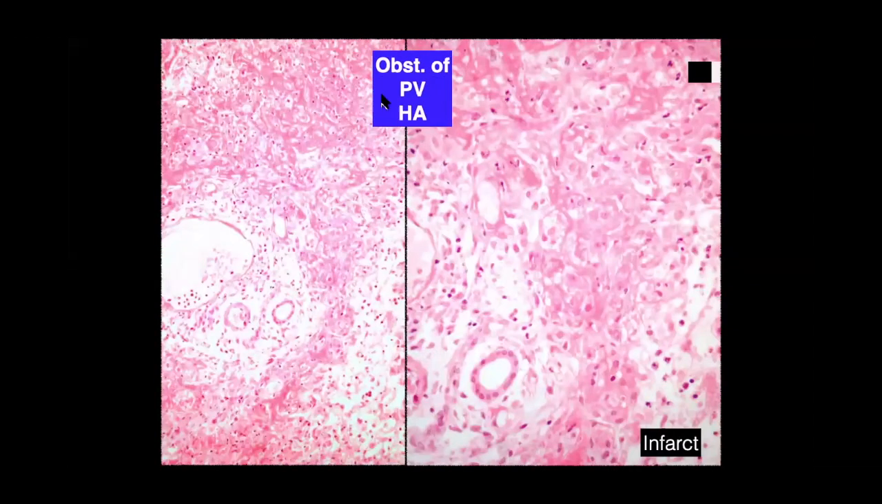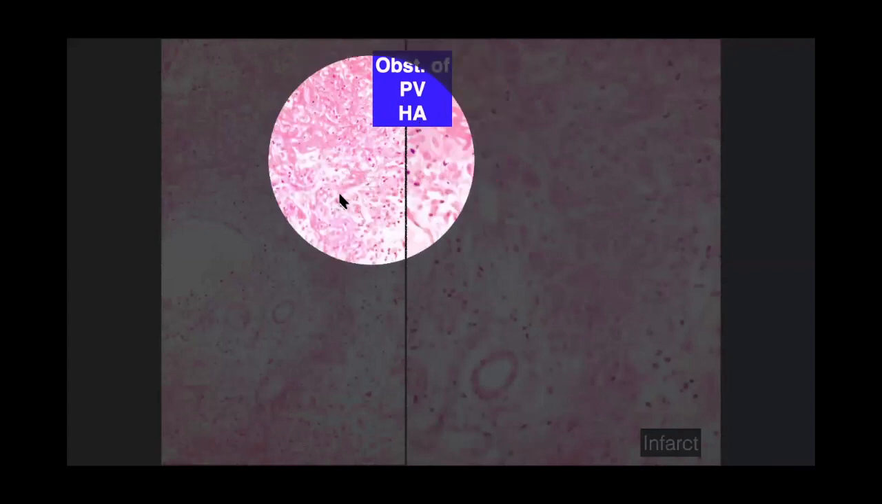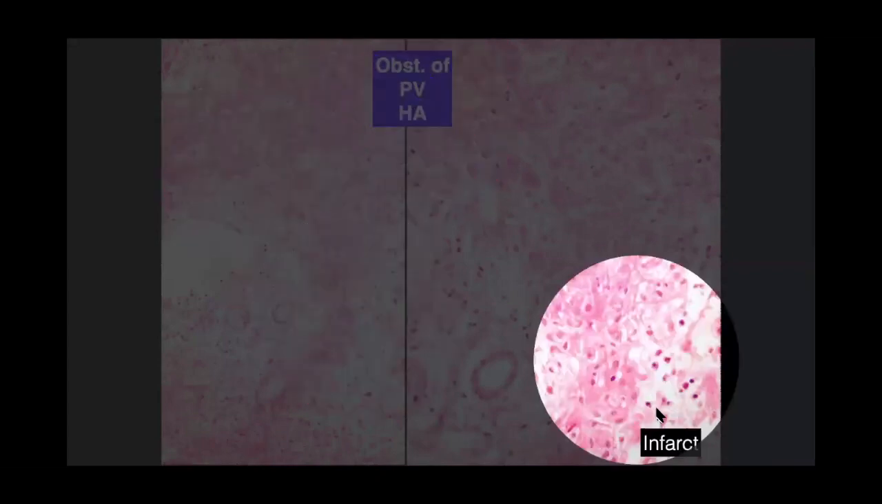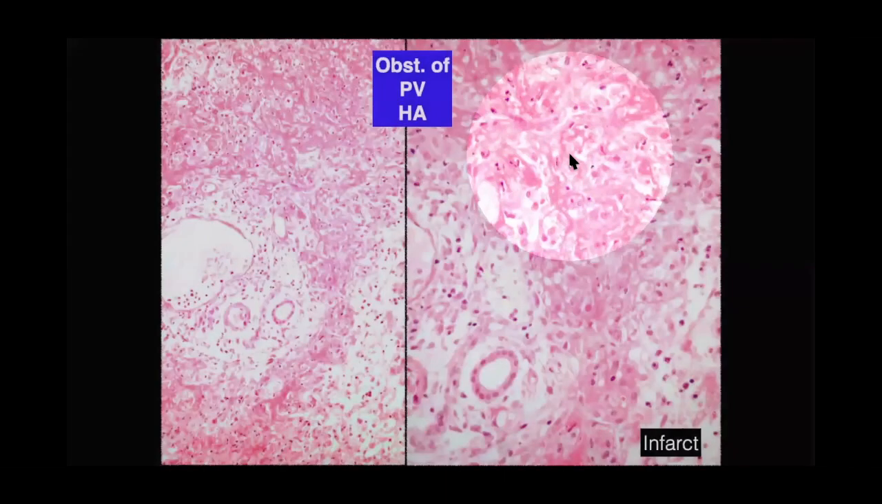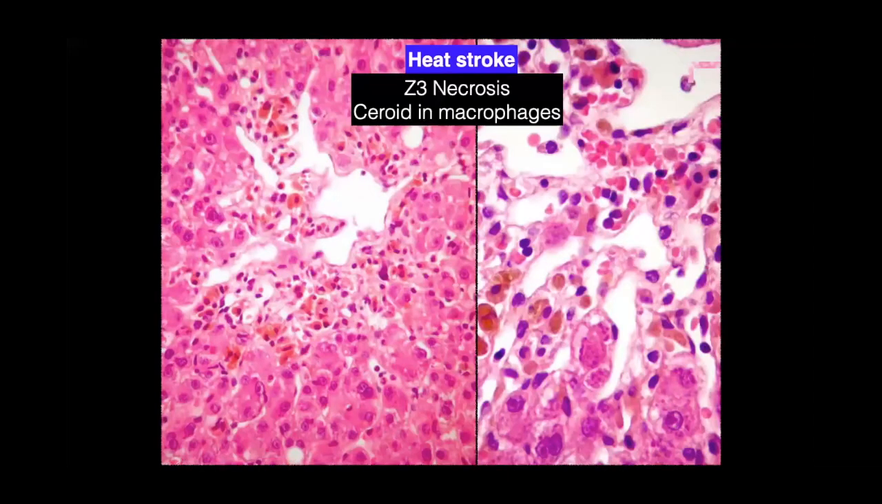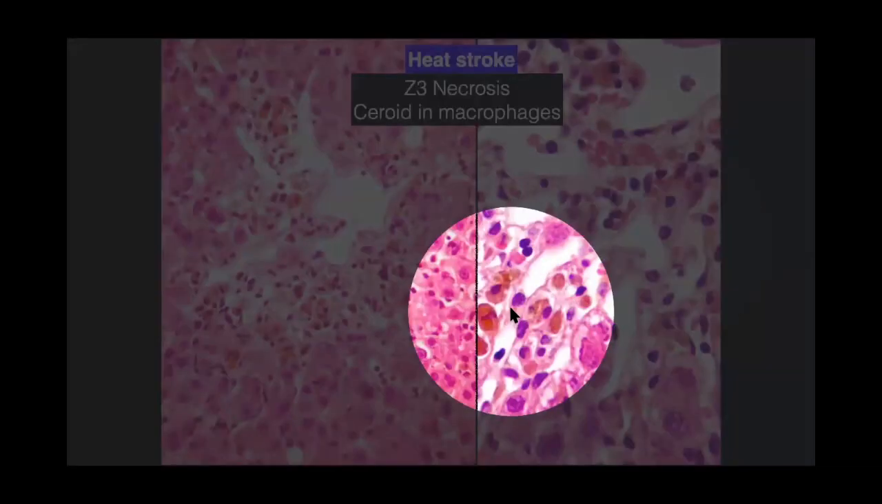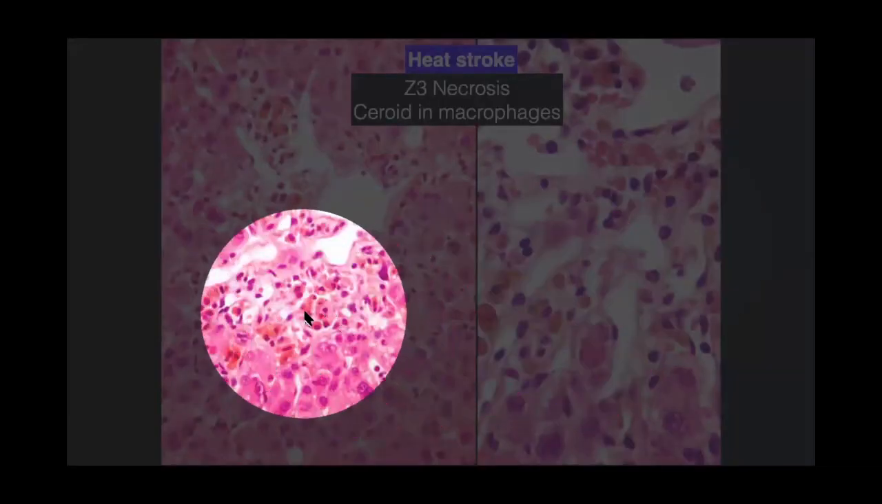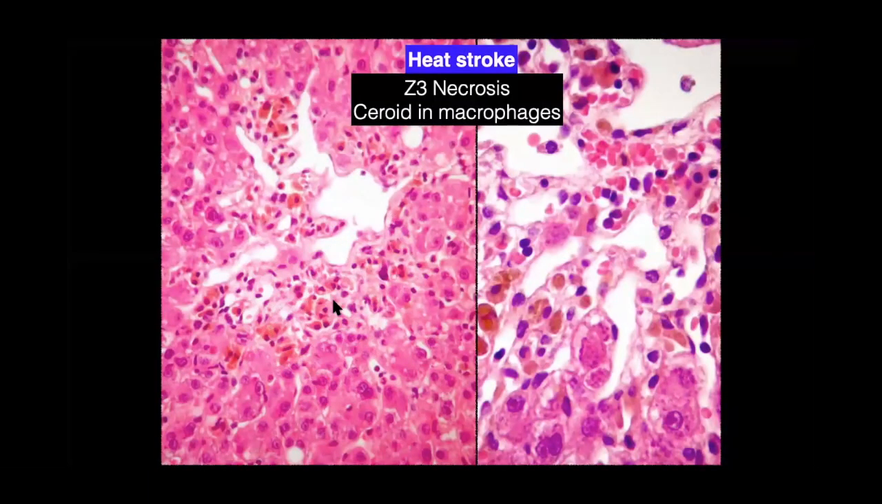And in cases of severe obstruction of the portal vein or hepatic artery, you will see a lot of necrosis, ischemic change, infarct. And as I told you, it can be panlobular or it starts with zone 3. Again, you have to be careful when you are interpreting. In heat stroke also, you can see the lobular changes. It is zone 3 necrosis, and specifically if you look, you can see the spheroid pigments in the macrophages.